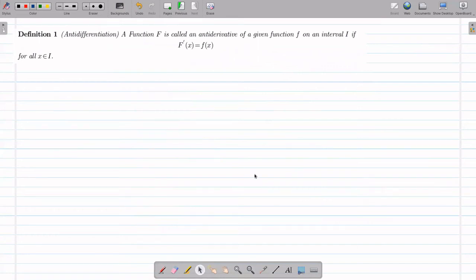Okay. So if we are given a function, we call F the antiderivative of f if we differentiate F and it gives f(x).